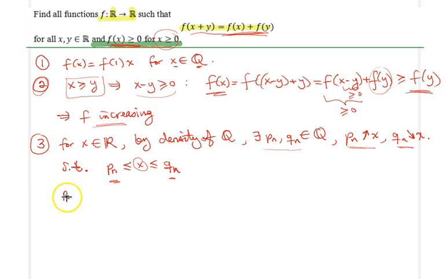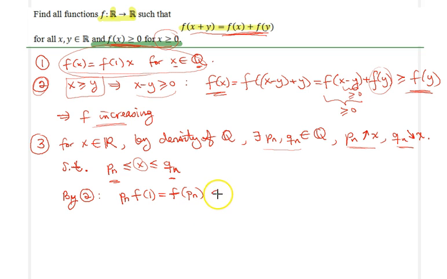So from the second step, we know that, well, check this out. Pn times f of 1 is simply equal to, from the very first step we established, f of Pn times 1, or simply f of Pn, but that is less than or equal to f of x, again by the second step, because if Pn is less than or equal to x, it suggests that f of Pn is less than or equal to f of x. In a similar way that's less than or equal to f of Qn, which can be further rewritten as Qn times f of 1.